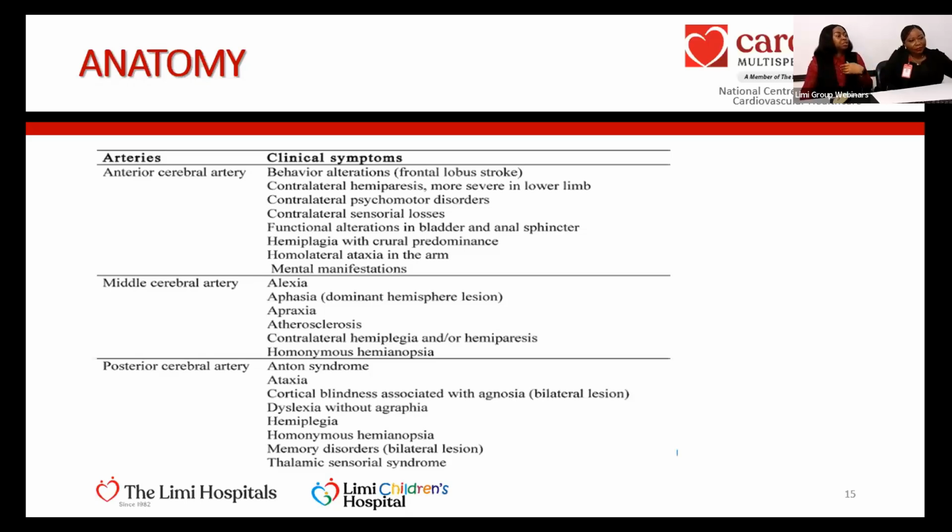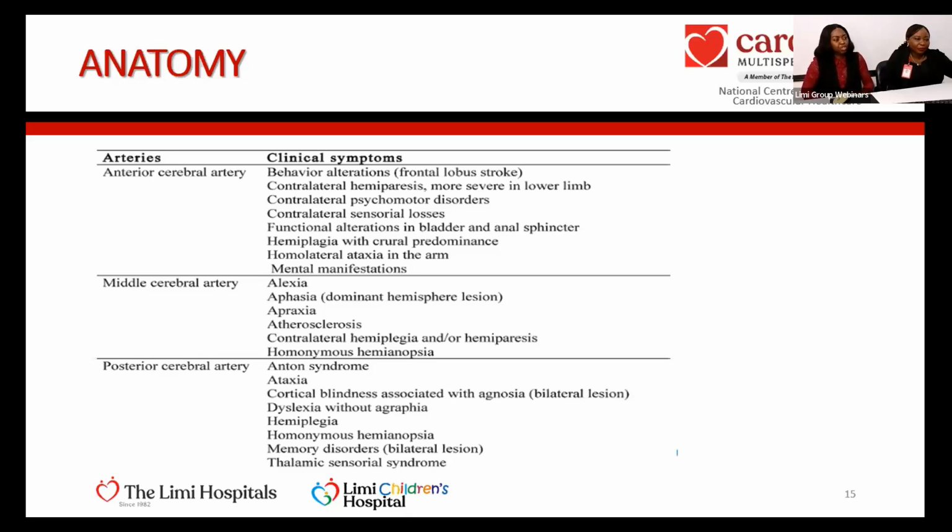And then for the middle cerebral artery, which is the most commonly affected artery in stroke, you can have speech defects. What is very notable about the middle cerebral artery is that they have speech defects. They can have dysarthria, aphasia. Then you have contralateral hemiplegia and/or hemiparesis involving the face, the arm, and the leg. And then you can also have homonymous hemianopsia as well.